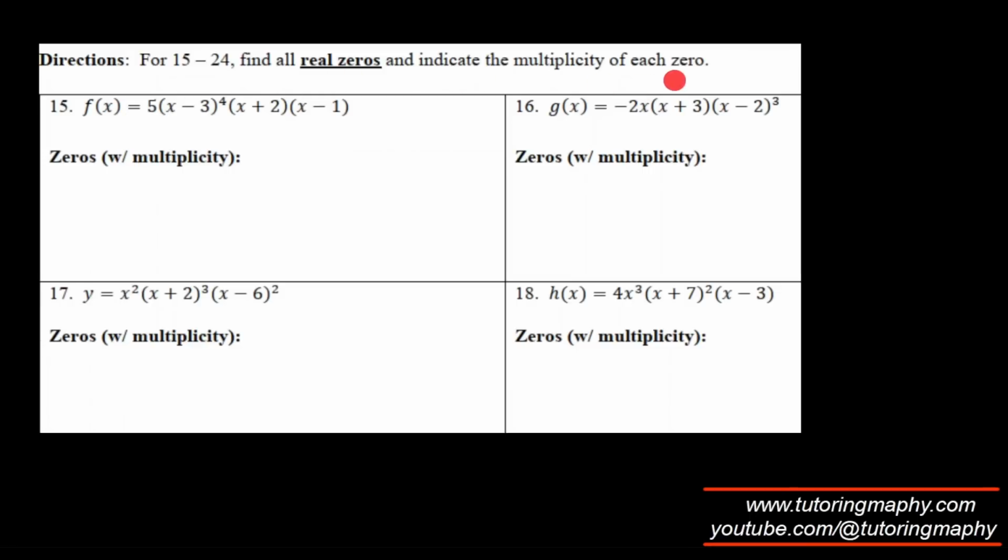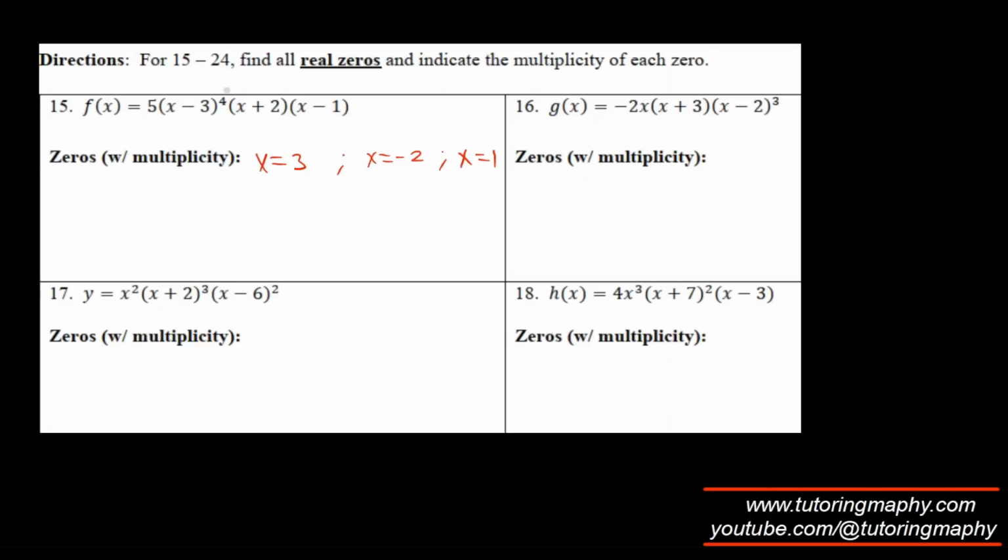Find all the real zeros and indicate multiplicity. That's pretty straightforward. If you remember, zeros, I think you very well know, just equate these expressions, these factors to 0 and get the values of x. So from here, you will get x equal to 3. The next one is x equal to -2, and then x is equal to 1.